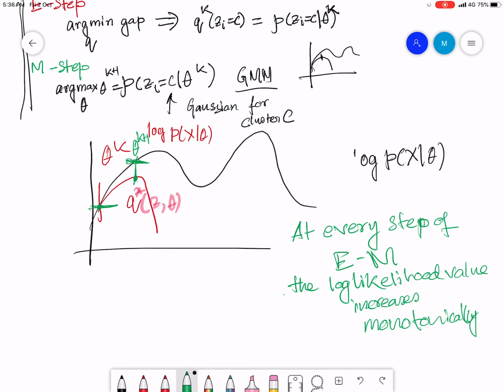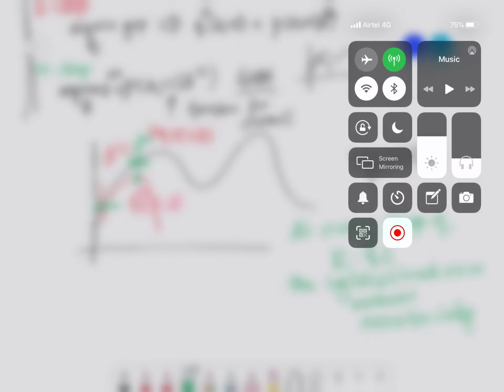Otherwise, this is the end of the EM algorithm. There are many modern techniques which improve upon this, but I am not covering them.